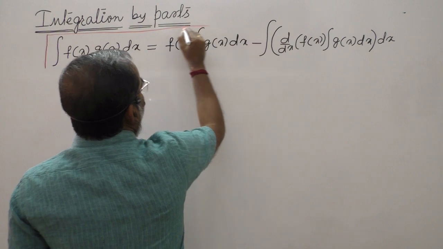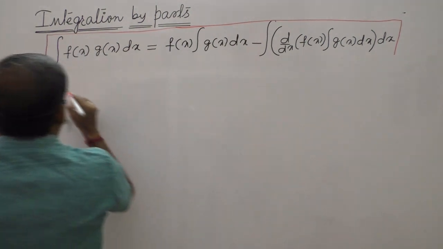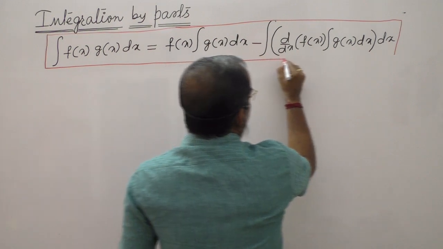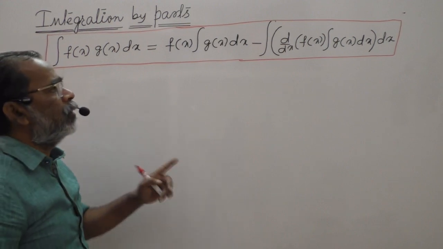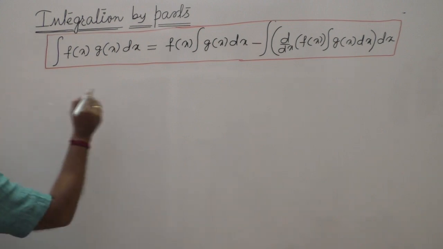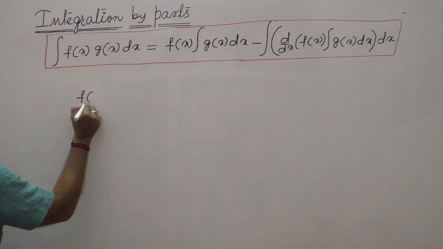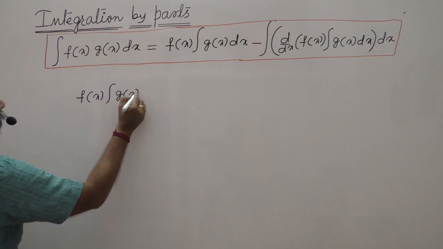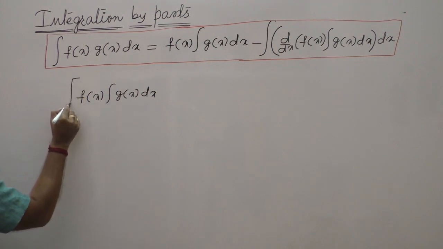If a product of two functions f and g is there, to integrate that product we will use this. This is known as integration by parts. See how this comes. I will take this carefully. I am taking f of x into integral g of x dx. I took this, and for this I will differentiate.